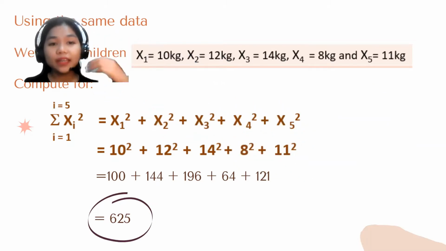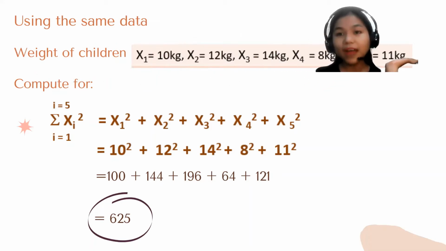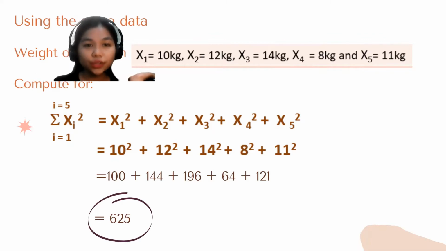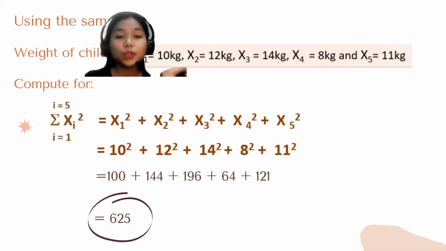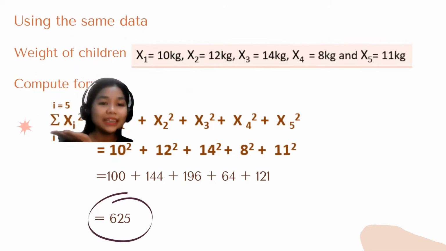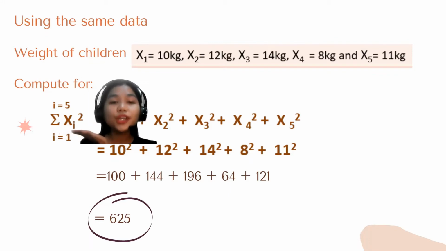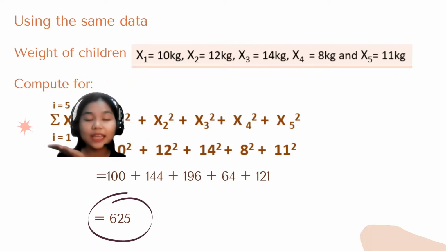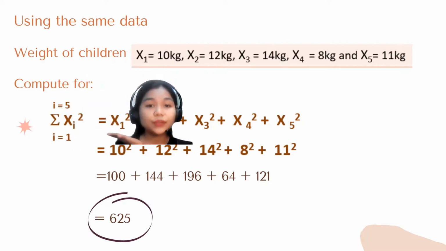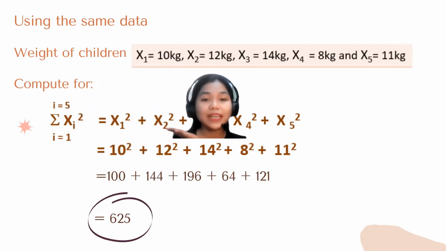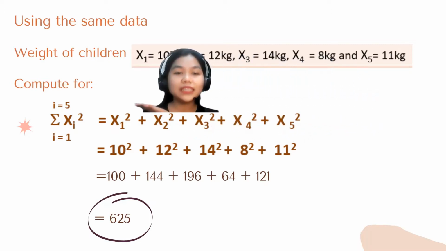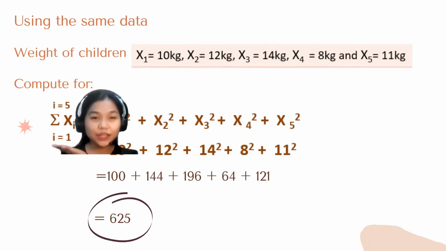So given these values of x, we could actually write a summation notation. We could have a summation for the sum of squares. So to do that, this is the answer. The summation of xi squared as i goes from 1 to 5. So to write this, we have x1 squared plus x2 squared plus x3 squared plus x4 squared plus x5 squared. This is the expanded form of this notation.